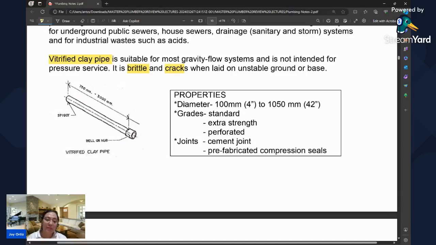So here are the properties. It's 100 millimeter or 4 inches to 1050 millimeters, 42 inches. We have also the grade, standard, extra strength, perforated, and the joints with the cement joint, prefabricated compression seals.